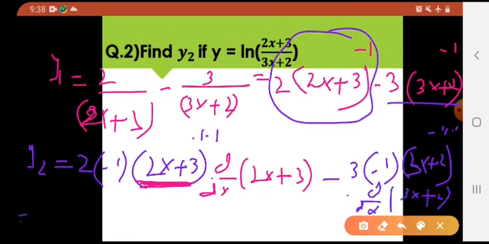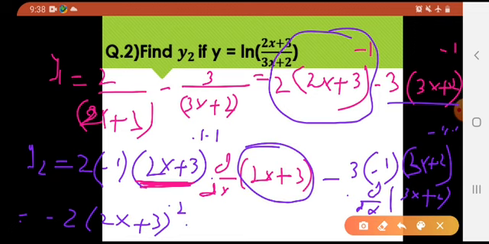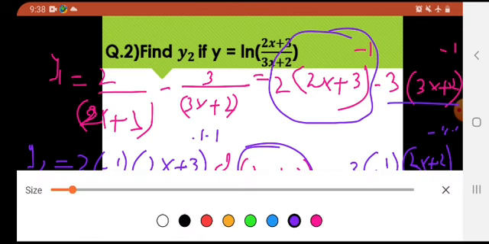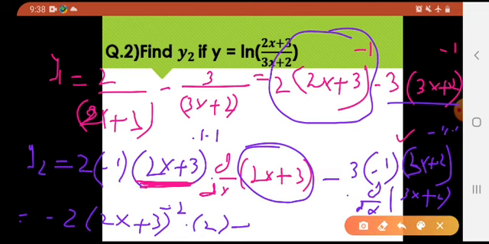Clear? Let us simplify it. It would be -2 into (2x plus 3) raised to the power -2 into, what is the derivative of this? 2. This is minus. Okay. Minus, let us check this out. 3 into minus, this would become 3, positive हो जाएगा. 3 into (3x plus 2) raised to the power -2. What about the derivative of this? It would be 3, so 3 into 3 would become 9. Now, this is my y2.